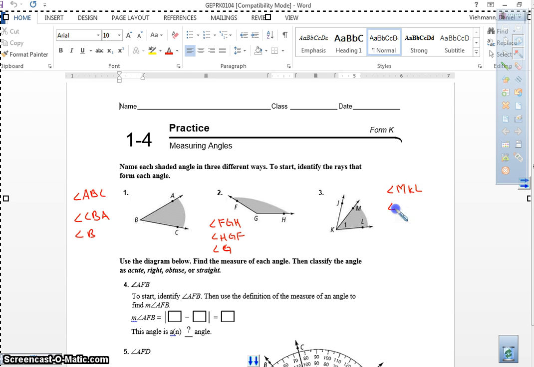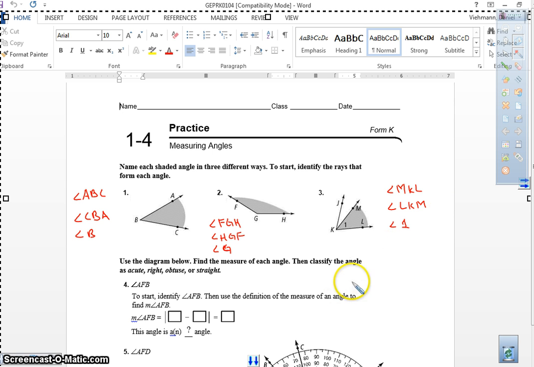Number 3 is angle MKL, angle LKM, and angle 1. We cannot use K this time because K is split up with multiple angles. So we have to use angle 1, the number there in the vertex. Any questions? Does that make sense?